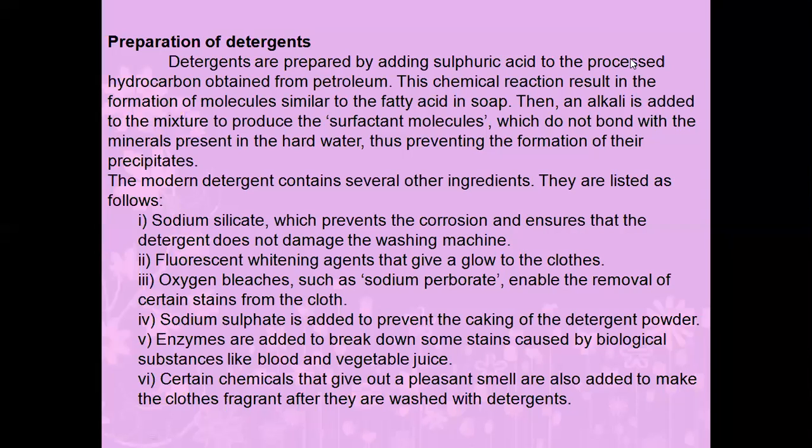So how do we make a detergent? Detergents are prepared by adding sulfuric acid to processed hydrocarbon obtained from petroleum. This chemical reaction results in the formation of molecules similar to the fatty acid in soap. Then an alkali is added to the mixture to produce the surfactant molecules, which do not bond with the minerals present in the hot water, thus preventing the formation of a precipitate.